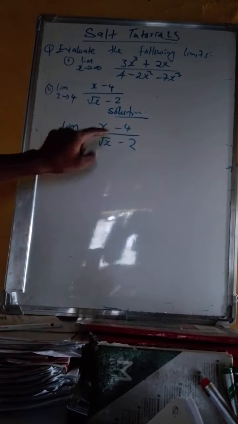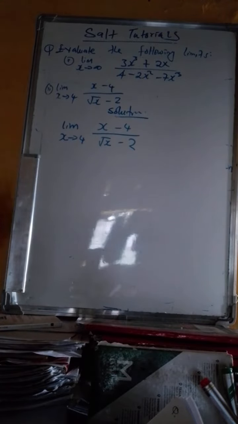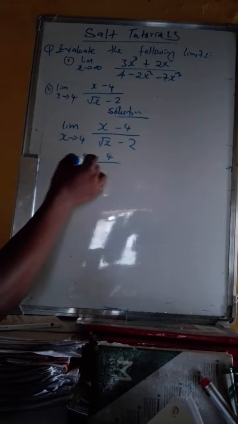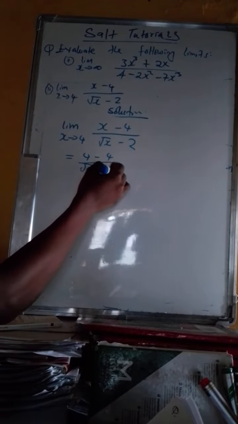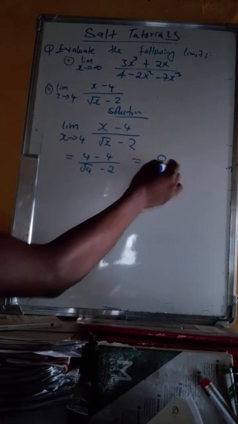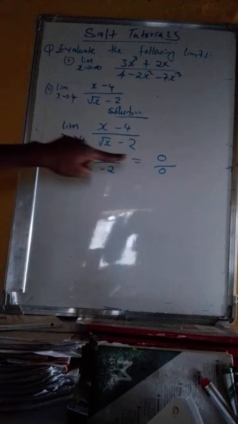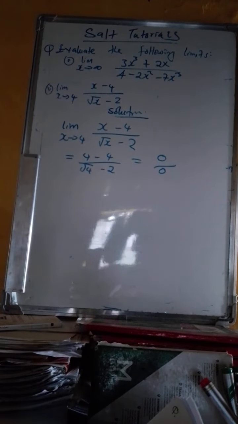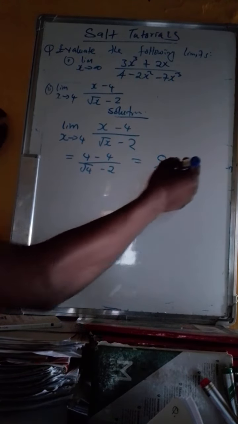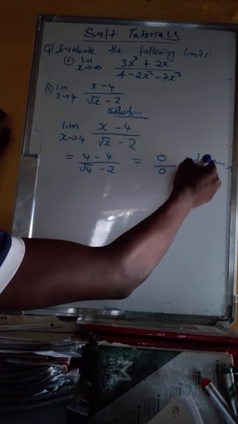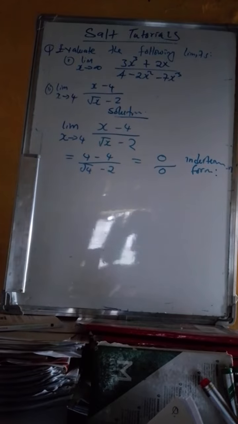So if it is to a point, I place everywhere where there is x to be 4. What am I going to have? I'm going to have 4 minus 4 over the root of 4 minus 2 to give me a 0 in the numerator. Root of 4 is 2. 2 minus 2 is basically a 0. We said that 0 over 0 should never be what? Our solution. This is an indeterminate form of limit. Should not be your solution.